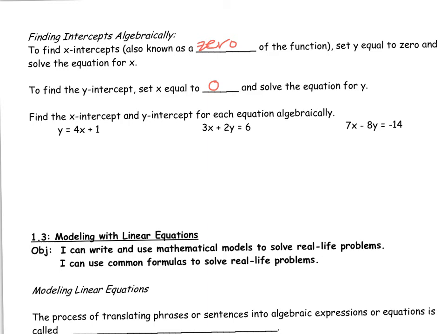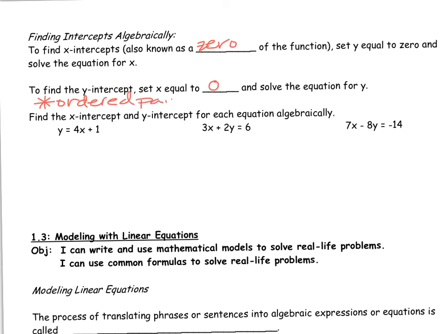When asked to find intercepts algebraically, you have different versions for x and y. To find the x-intercepts of a function, also known as a zero of the function, you're just going to set y equal to 0 and then solve for x. When asked to find a y-intercept, you'll do the same thing, but you'll set x equal to 0 and then solve for y. These answers should be written as ordered pairs.